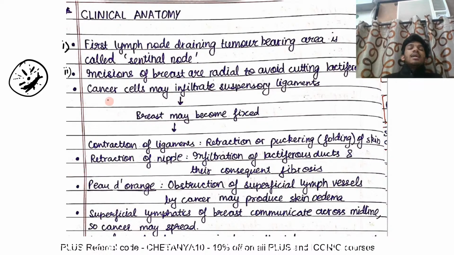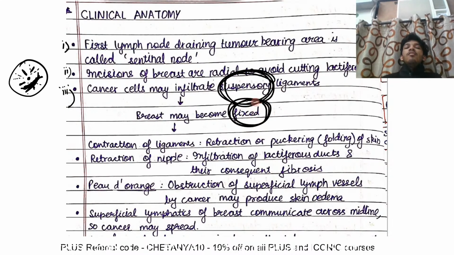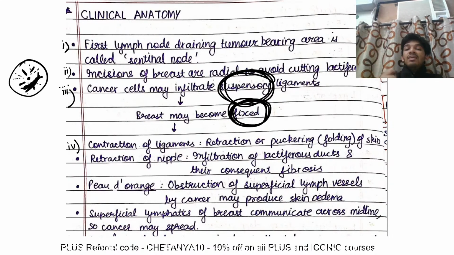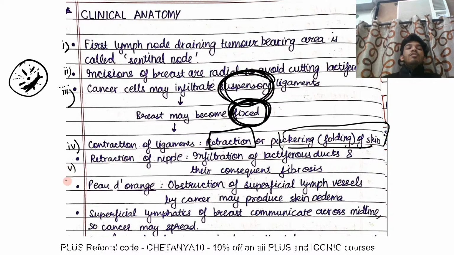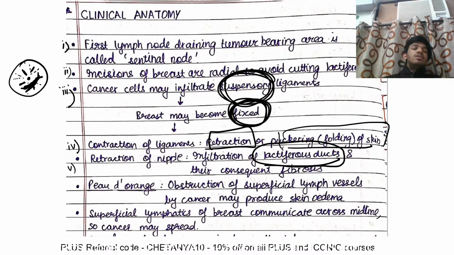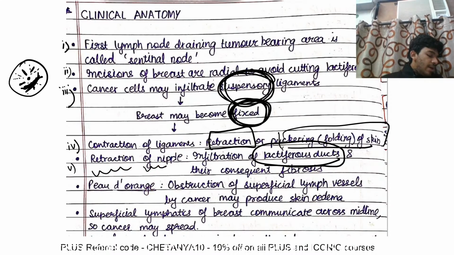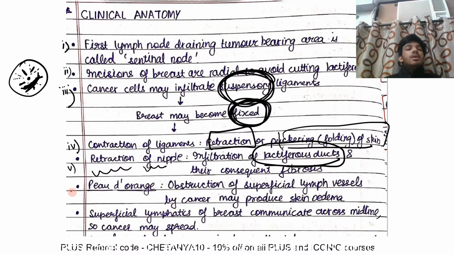The third thing is that cancer cells may infiltrate suspensory ligaments, and if that happens, there is fixation of the breast. Fourth, if there is contraction of these ligaments due to these infiltrations, there will be retraction of skin, also called dimpling or puckering or folding of the skin. Fifth, infiltration of lactiferous ducts. If the lactiferous ducts get infiltrated with cancer cells, the nipple will get retracted. There will be retraction of the nipple due to fibrosis of the lactiferous duct.